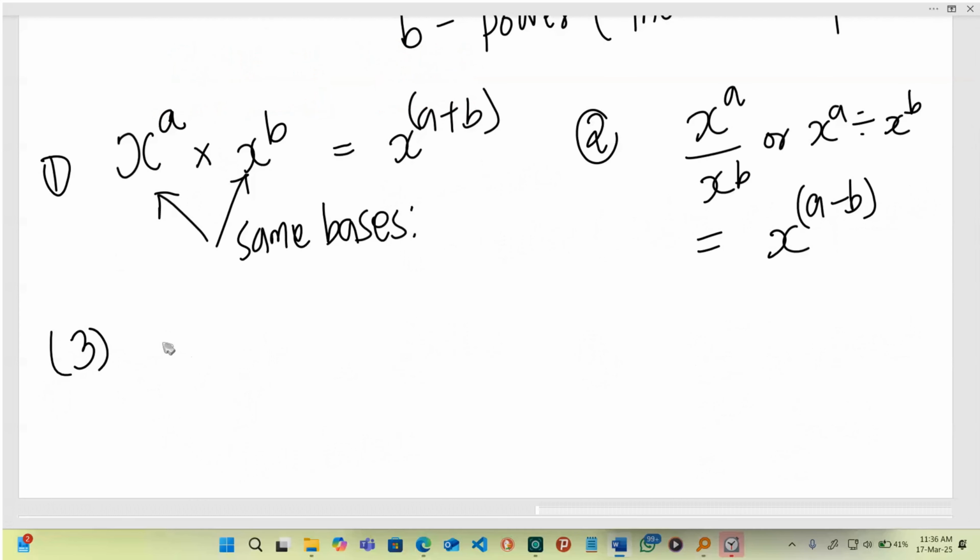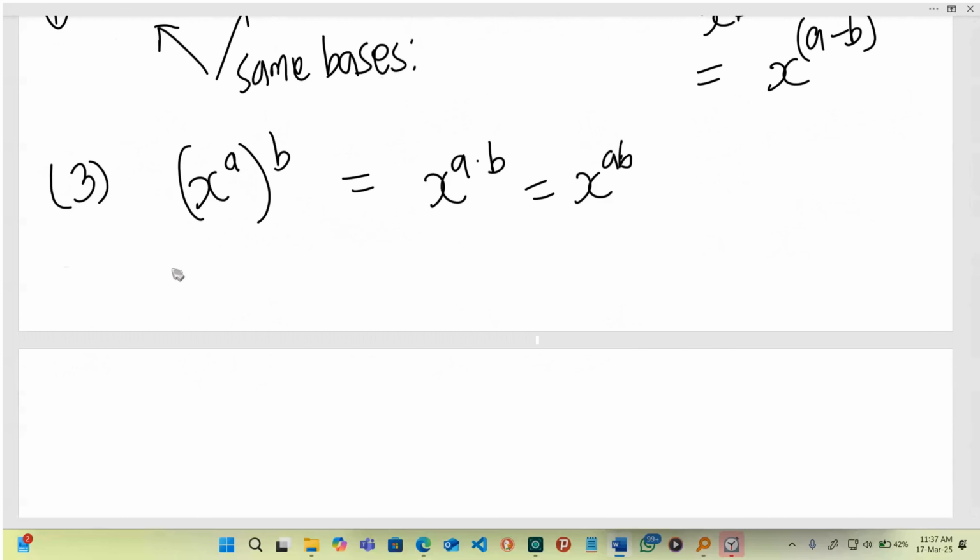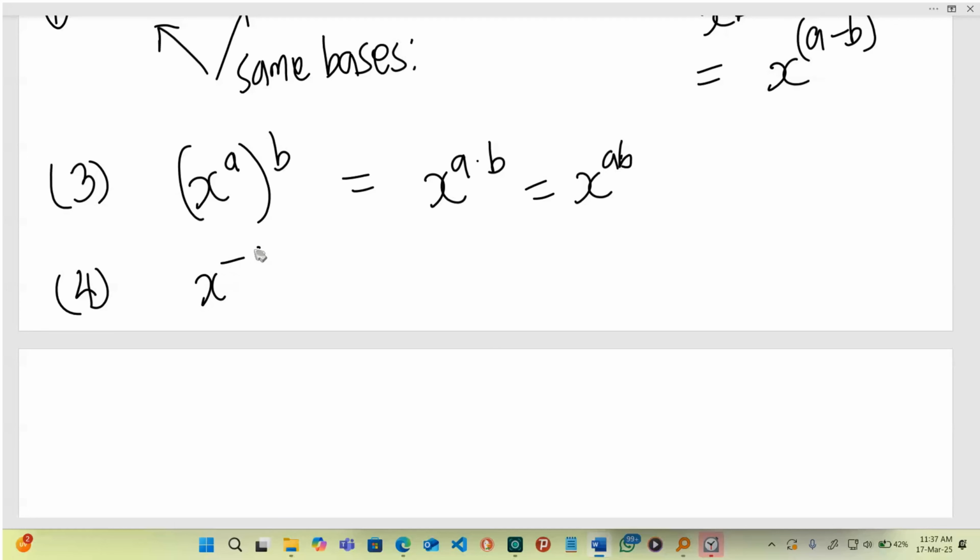Number three, if I have x again to power A, then I create a bracket, then I say to power B, this is the same as saying x to power A times B, which is equal to x to power AB. Next is that if we have x to power negative A, this is the same as saying actually 1 out of x to power A.